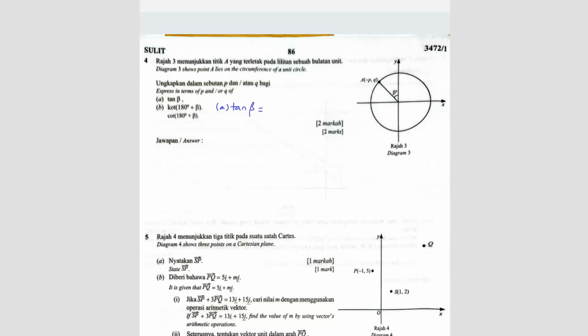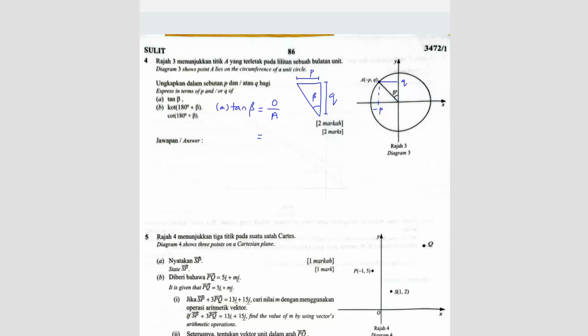Tangent beta, we can use SOHCAHTOA. So TOA is opposite over adjacent. So we can form the triangle here. If we draw the triangle here, this one will be Q, and then this one will be negative P. So the triangle will look like this. This is beta. So the height here is from 0 to Q, so it's going to be Q. Whereas the length here is the same as this negative P to 0, so it's going to be P.